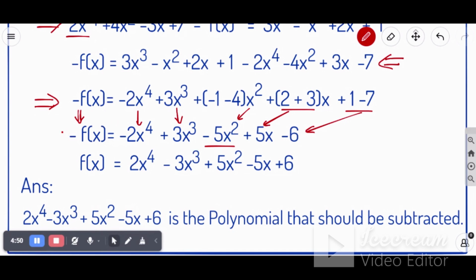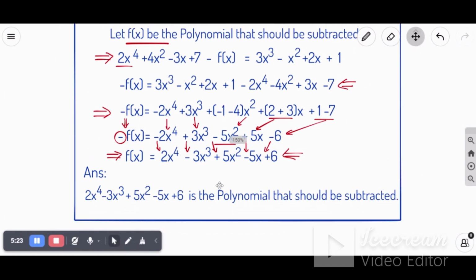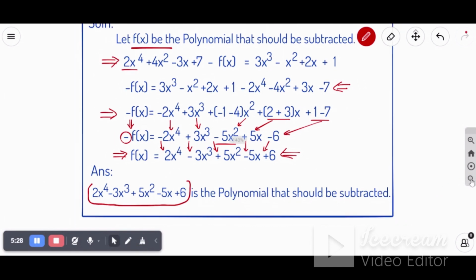And still we have got one more step. Here we have got a minus. So in the next step, I am taking the minus to the other side, which simply means you have to change the symbol of all this. So this minus becomes a plus 2x power 4, and this plus becomes a minus 3x cube, and this minus becomes again a plus, and this plus becomes a minus, and minus becomes a plus. And finally we have arrived at your conclusion. Now what polynomial should be subtracted? Yes, you have to write your answer as this polynomial. This is the polynomial that should be subtracted.